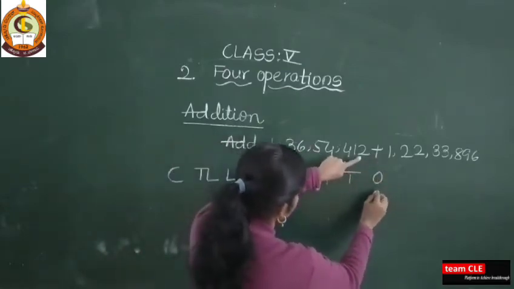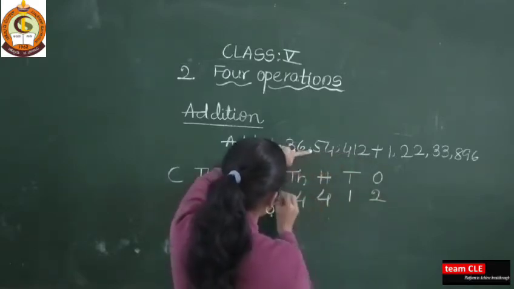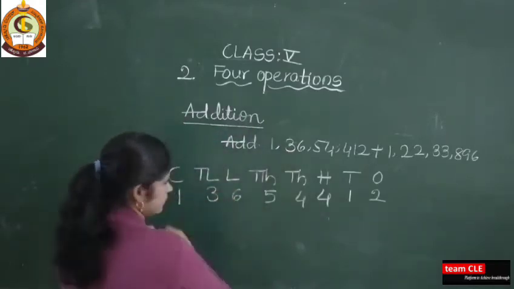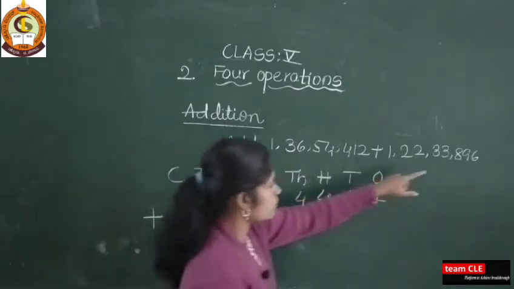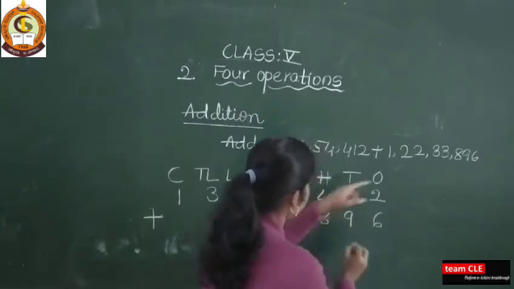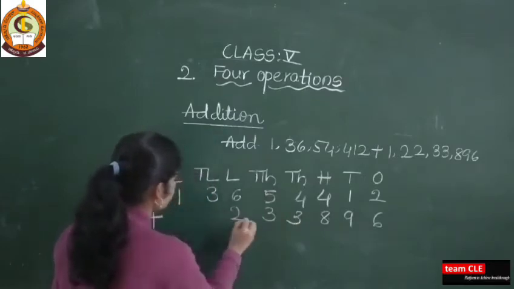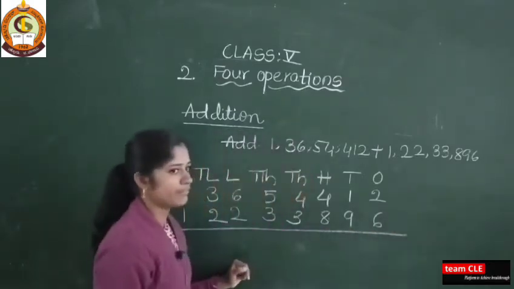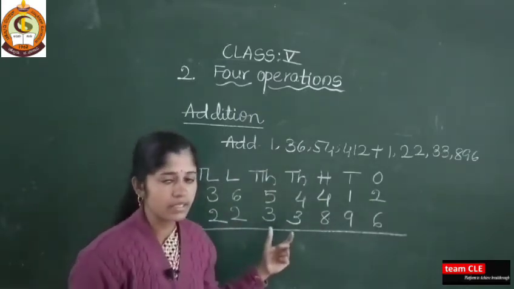54,412 is there. So start with ones place: 2, 1, 4, 4, 5, 6, 3, 1. Yes, next again you put here plus sign. Here again you start with ones place, add here 6, 9, 8, 3, 3, 3, 3. Next what is there? 2, 2, 1. Yes, how you added 3-digit, 4-digit, 5-digit? No, the same procedure you have to follow, but here digits are more.